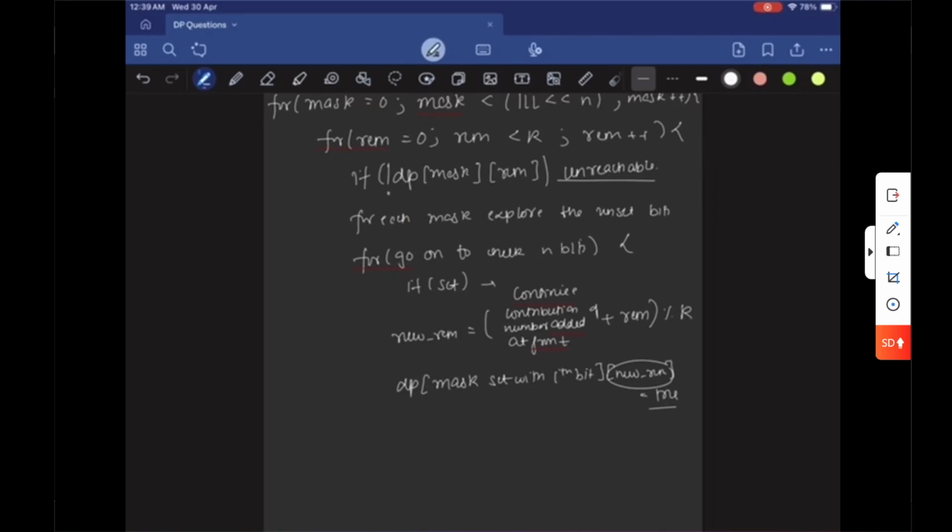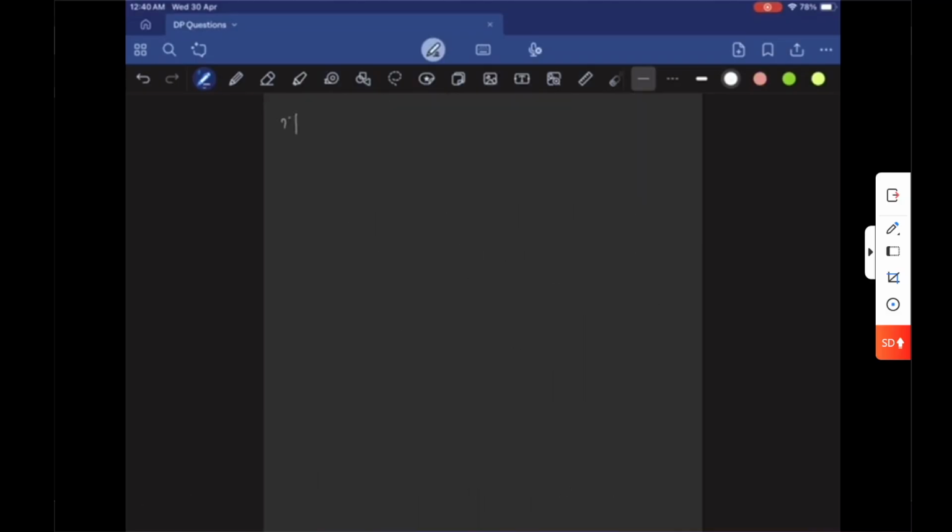This is the basic code which would tell me whether DP of any subset and any remainder is possible or not. Also, it is very obvious to see that if my DP of my set, which is represented by 1, 1, 1, 1, 1, or simply 2 to the power of n minus 1, is false for remainder 0, this means we don't have any permutation possible of all the sets which could produce a remainder of 0. Thus, I would simply return an empty vector.